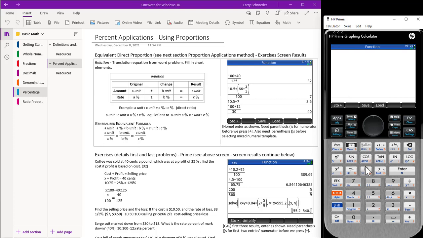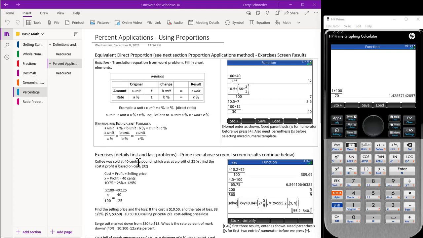So put in parentheses 1 times 100. Go outside of our parentheses, divide 70, press enter, and that's why we came up with $1.43. So it's nicer to do all of our calculations in the home mode rather than the CAS mode.